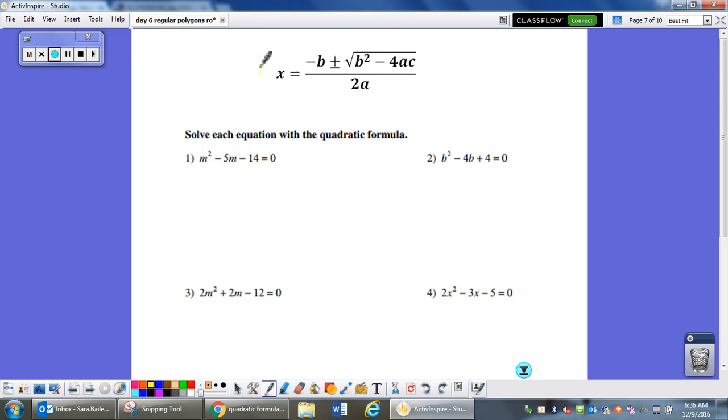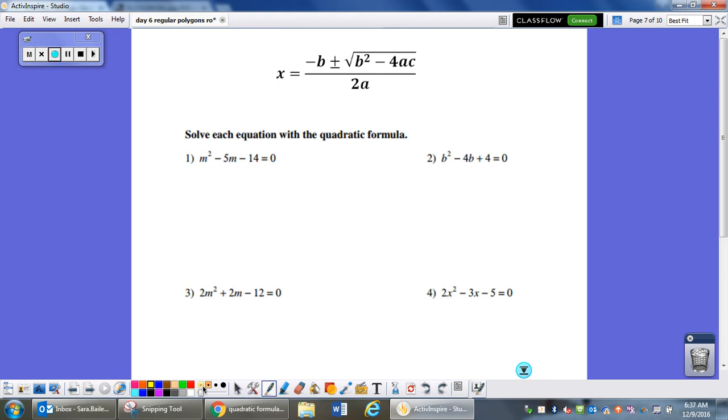Now you'll notice the formula is for x, but a lot of our problems use different variables. That's totally fine. We'll just be solving for m in that first one. So I'm going to go through a couple, and then there should be lots that you can do on your own. So I will just do a quick example for number 1.